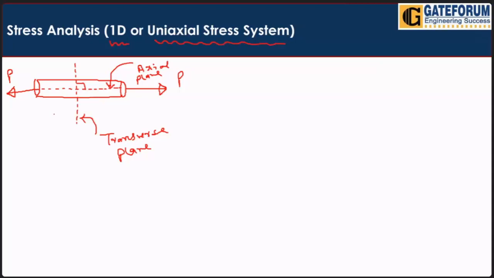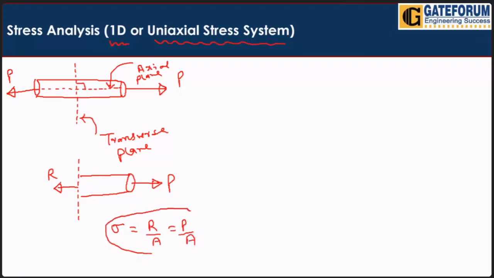And we can have different planes also here. So on the transverse plane, suppose somebody asks what is the value of stress. Here we have external force P, and on this transverse plane you have to take a section. So here we have the resisting force R, and the normal stress on this plane will be resisting force per unit area, which is equal to P by A.